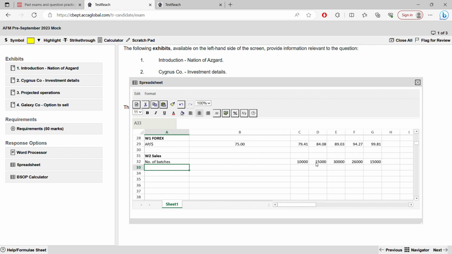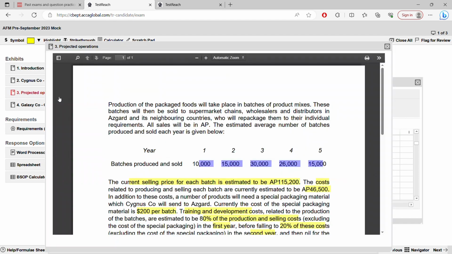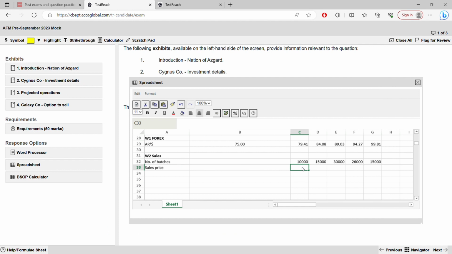What do you need? Sales price. You need the sales price. How much is the sales price? They have given you 115,200 AP. So 115,200. I'm just going to drag it to the other cell. We haven't inflated this yet.